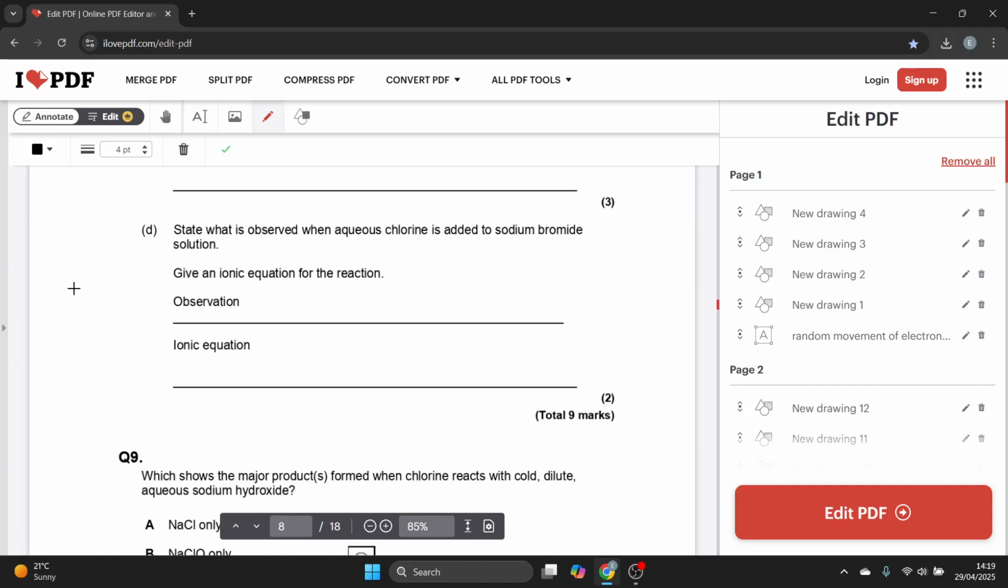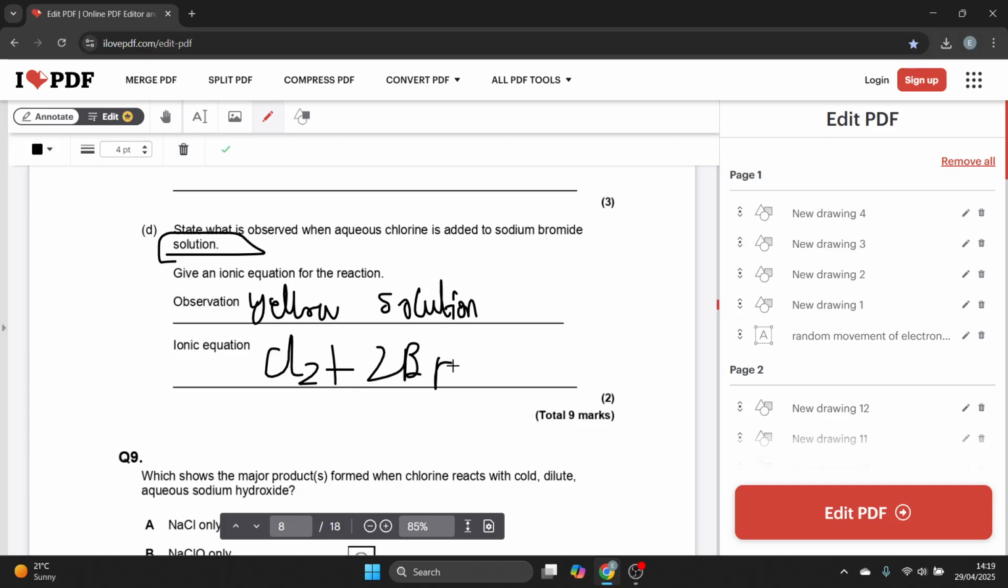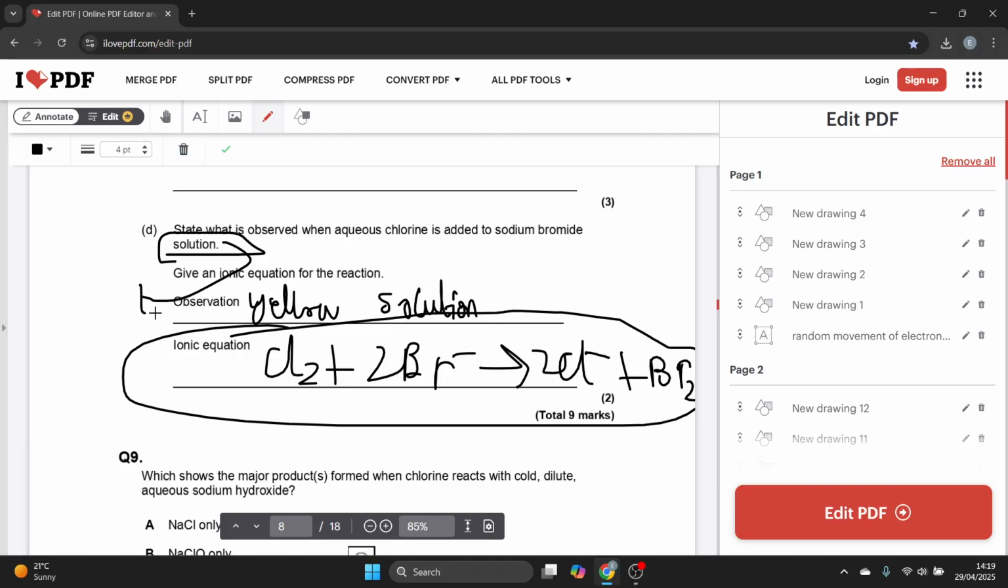Say aqueous chlorine was added to sodium bromide solution. Chlorine added to sodium bromide solution gives a yellow solution. For an equation with sodium bromide solution, that's going to be Cl2 plus 2Br minus gives 2Cl minus plus Br2. You should know this, so you have to be very aware of this. It says solution, so I'm obviously talking about ions, and it tells me right here it's the ionic equation anyway, so that's fine.